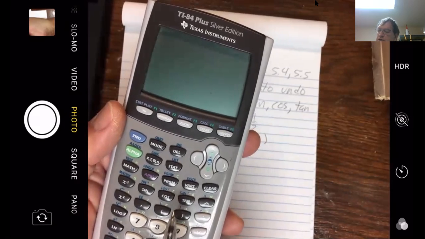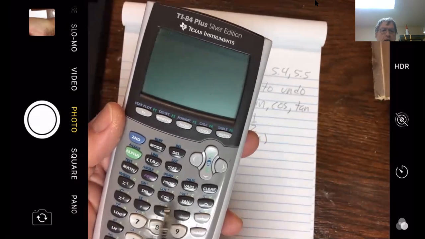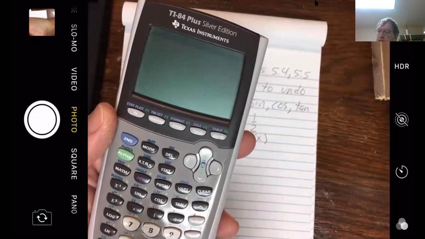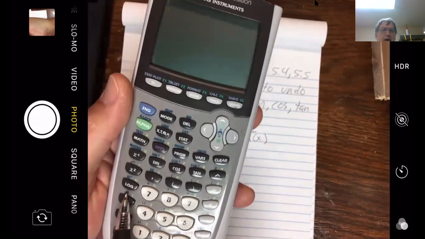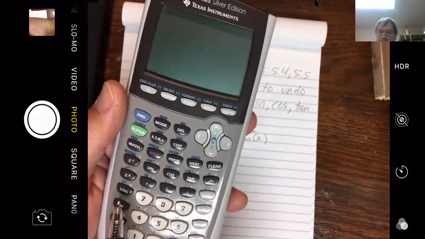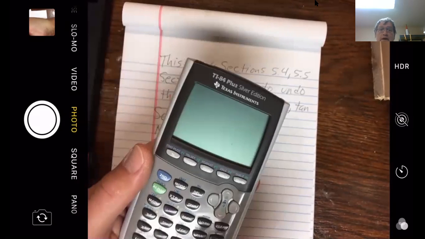Those functions that undo what's on the key, they're paired on the key. Just like square root and x squared undo each other. And back to first chapter, ln and e to the x undo each other. Log and 10 to the x undo each other. Your whole calculator is organized this way.